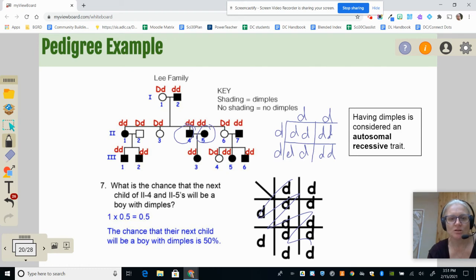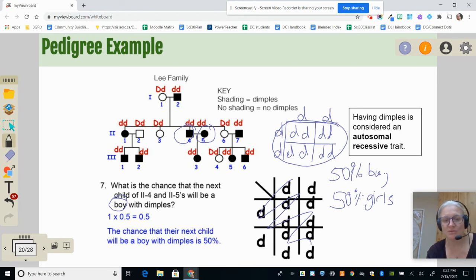But look at the question. Boy. What is the chance they're going to have a boy with dimples? Well, remember what the chance of having a boy is right off the bat? 50%, right? 50% chance of a boy, or 50% chance you're going to have a girl. Every time, doesn't matter what. Now, all the offspring are going to have dimples because all they have is recessive genes. So you have a 50% chance of having a boy, and all their boys are going to have dimples.